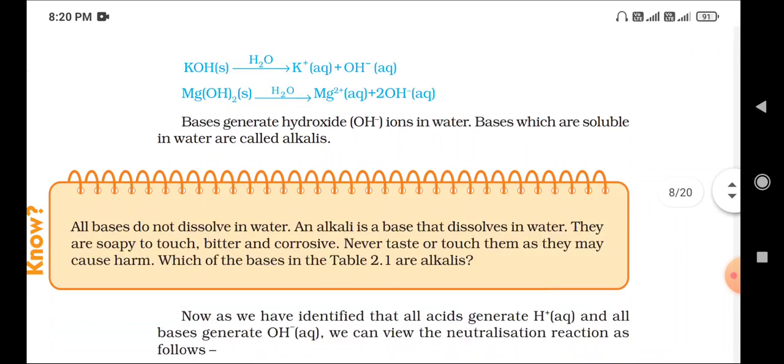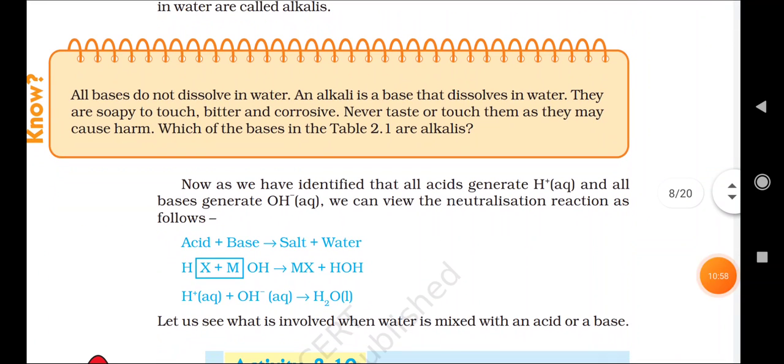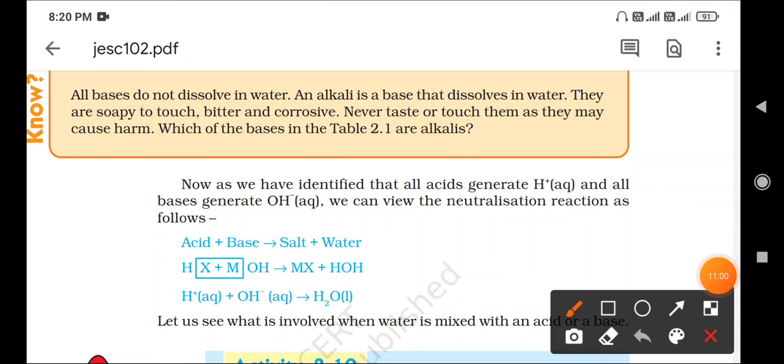Next, all acids do not dissolve in water. Similarly, all bases do not dissolve in water. Some basic compounds dissolve in water, but we cannot say that all bases dissolve in water. Some bases that dissolve in water are called alkalis. An alkali is a base that dissolves in water.